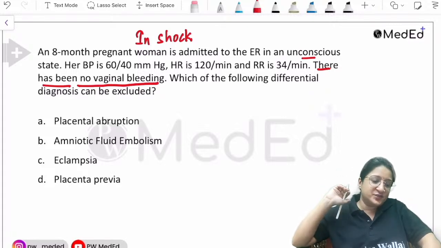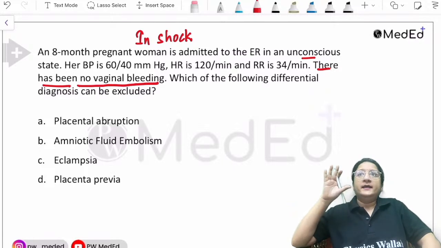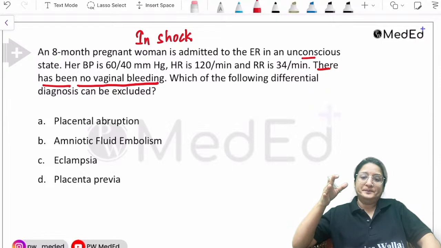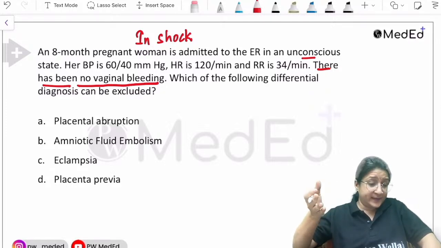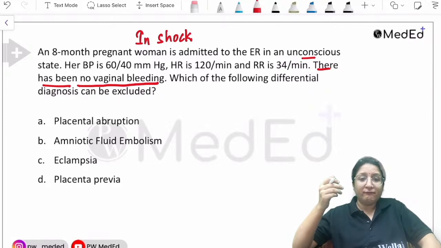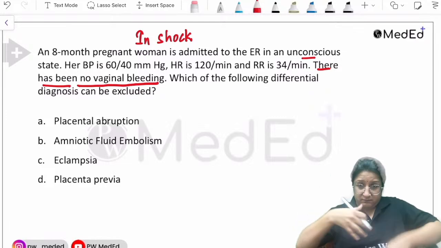Okay. You're saying eclampsia. Majority of you are saying eclampsia. Can stroke happen in eclampsia? Can an eclampsia patient have intracerebral hemorrhage? Can she have stroke? I'm giving you an example. Can an eclampsia patient have hepatic rupture? Can an eclampsia patient have placental abruption at the same time? Eclampsia patients can also collapse or go into shock without any vaginal bleeding evident outside.